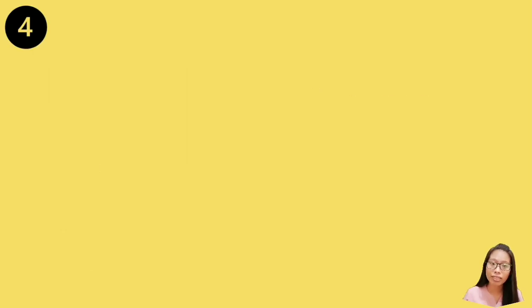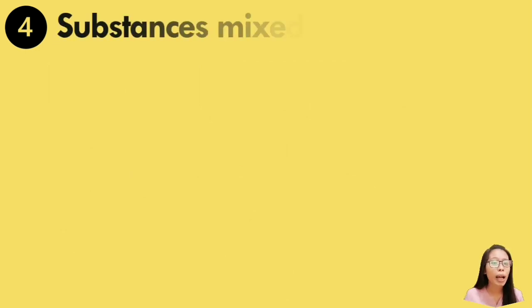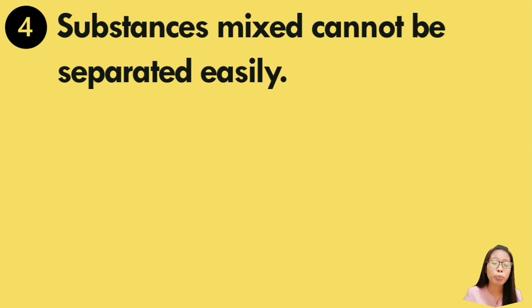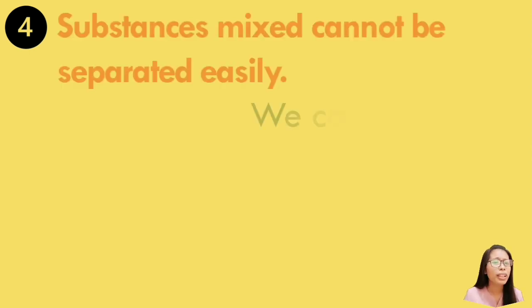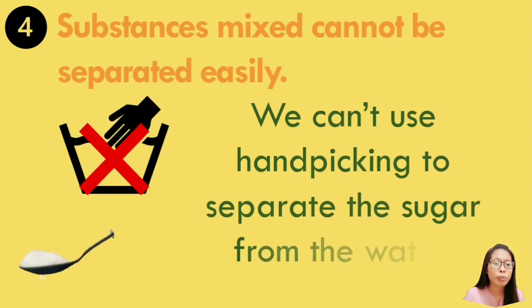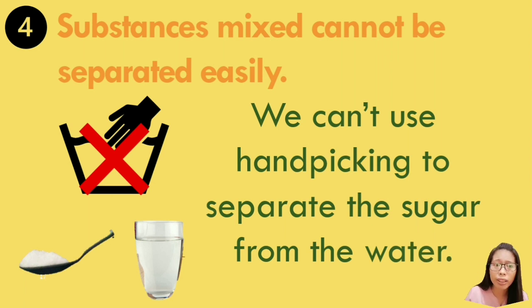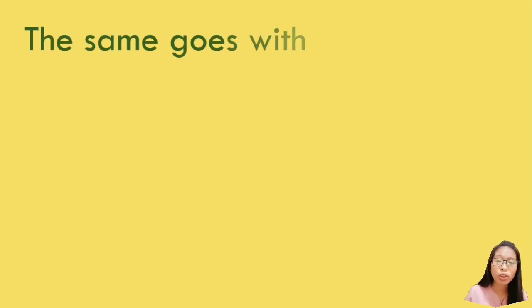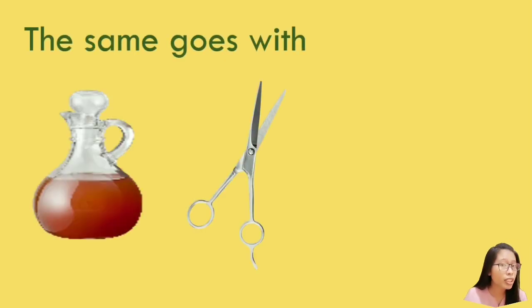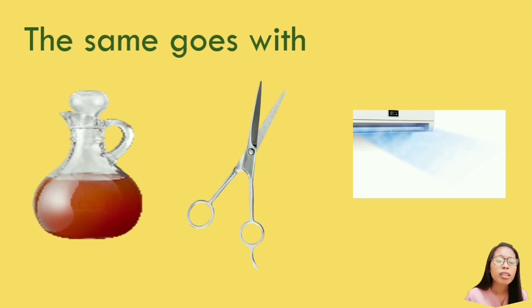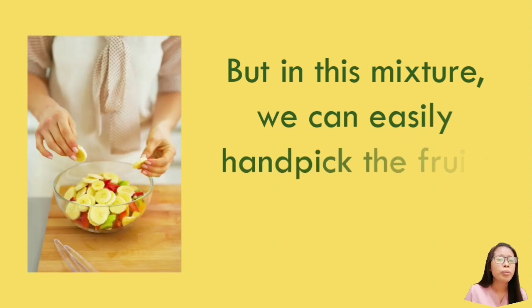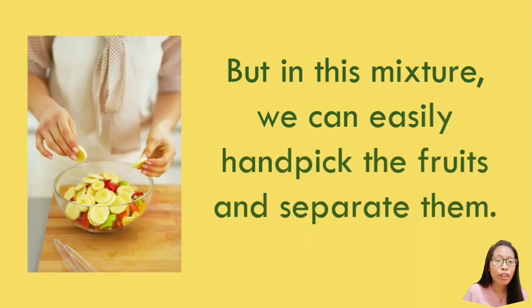Now, the last characteristic of a homogeneous mixture is that substances mixed cannot be separated easily. We can't use hand picking to separate the sugar from the water. That's so impossible. The same goes with the vinegar, the Caesar, and the air. But in the fruit salad mixture, we can easily handpick the fruits and separate them, right?